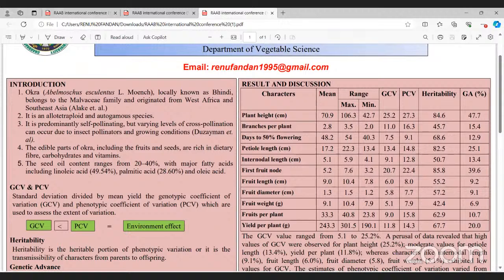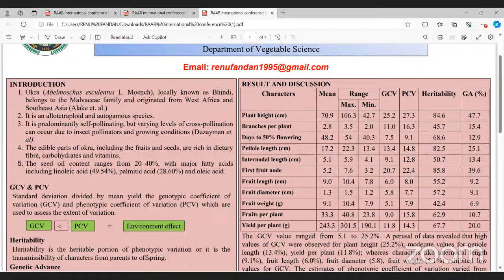Okra, locally known as bhindi, belongs to the Malvaceae family. It is an allotetraploid and autogamous species. It is predominantly self-pollinating, but cross-pollination also occurs here. It is a rich source of carbohydrate, protein, and fiber, and its seed contains oil content of 20 to 40%.